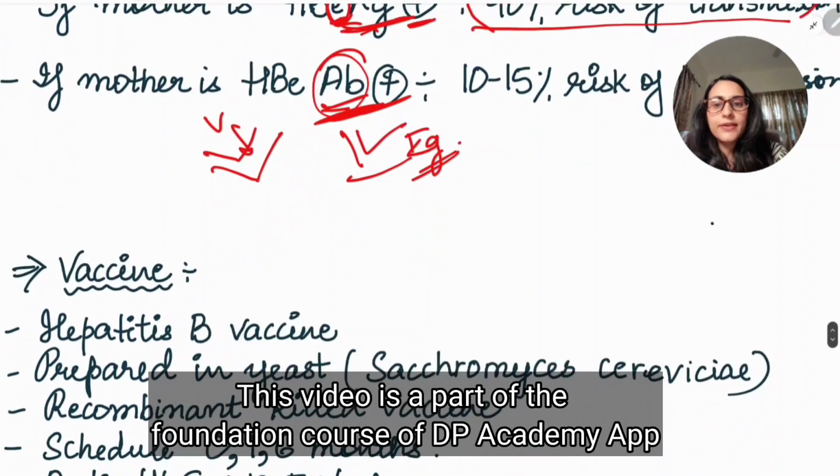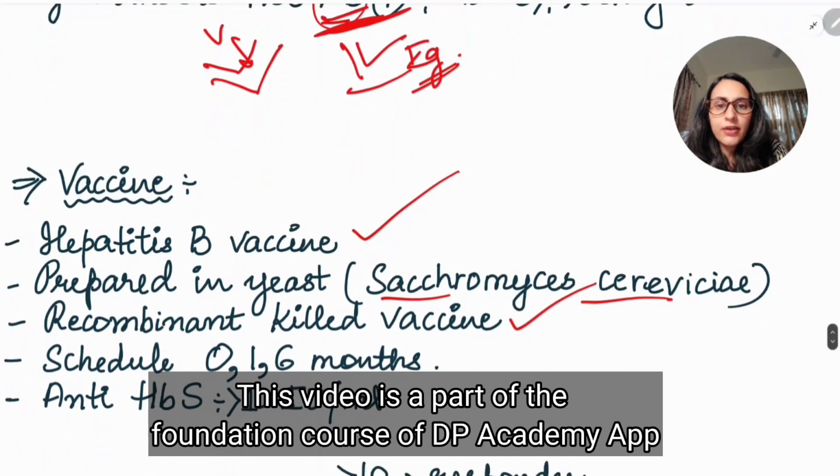Now talking about the vaccine of hepatitis B, it is prepared in yeast, that is Saccharomyces cerevisiae. Hepatitis B vaccine is a recombinant killed vaccine. We give it on a schedule of 0, 1 and 6 months.